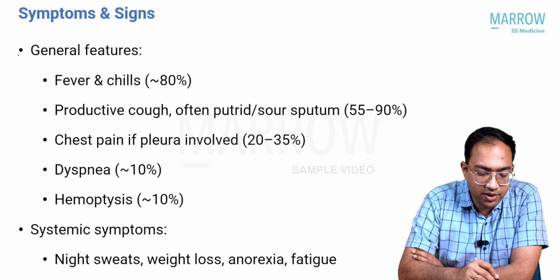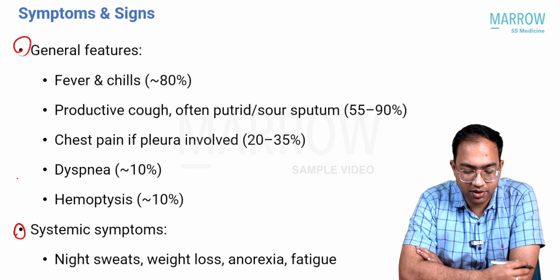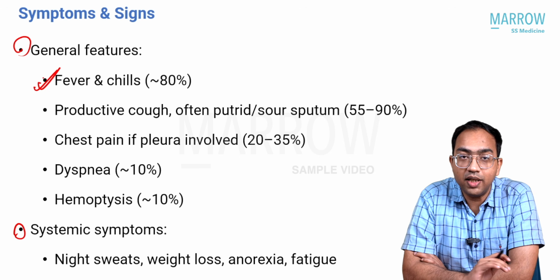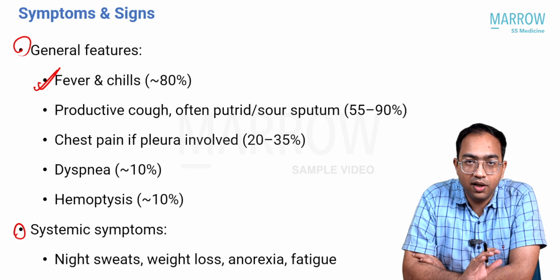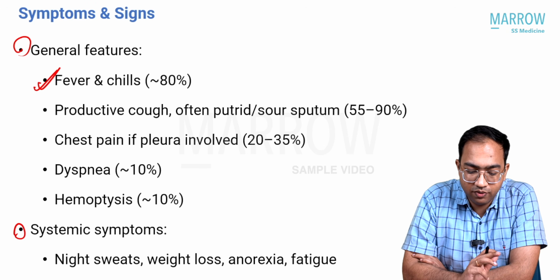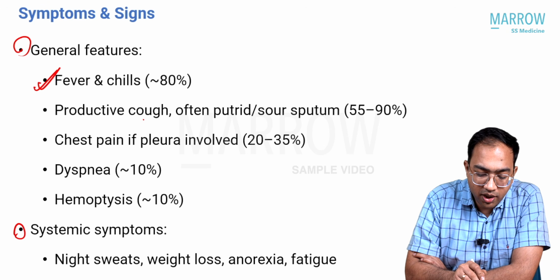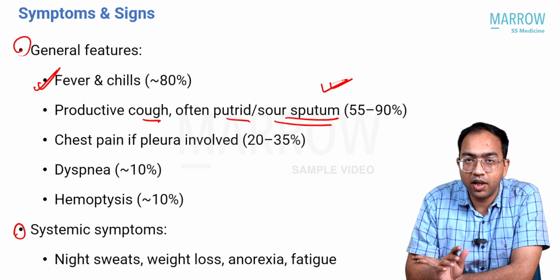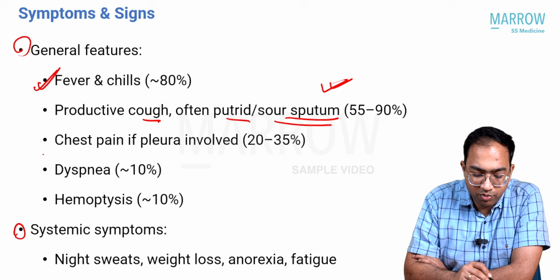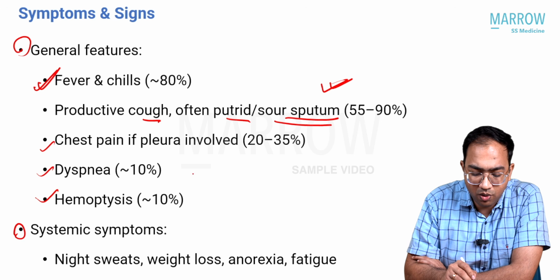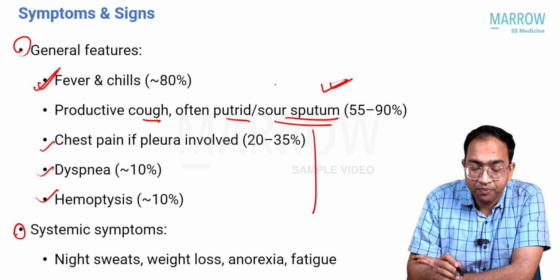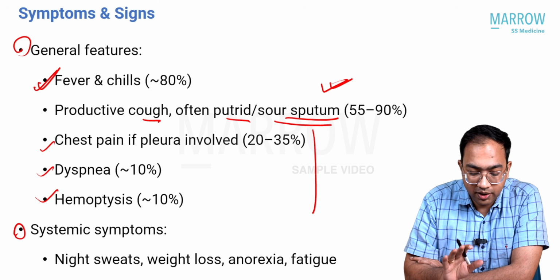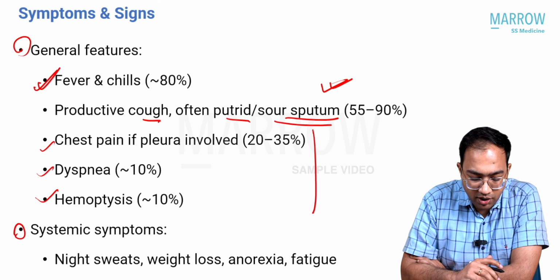Now, if you look at general symptoms and signs in patients with lung abscess: fever with chills is the most important presentation. With any abscess anywhere in the body, high grade fever with chills is one of the hallmark features. Productive cough, often putrid or sour sputum, especially if it is connected to the airway. Chest pain if the pleura is involved, dyspnea, hemoptysis. So all of these can be present. But putrid sputum, copious sputum with high grade fever, think of lung abscess connecting to the airway.